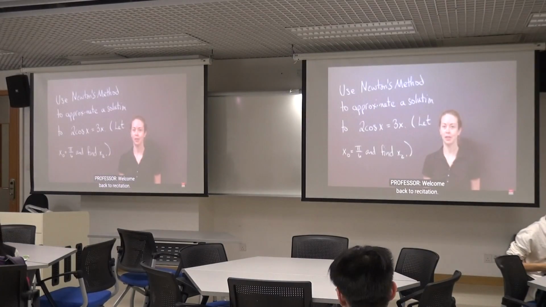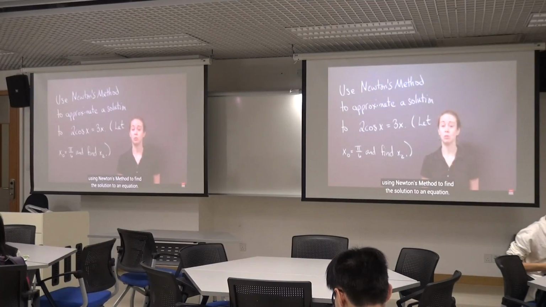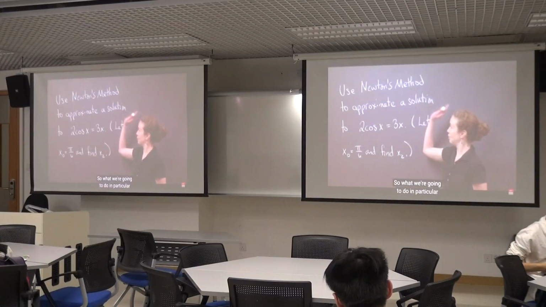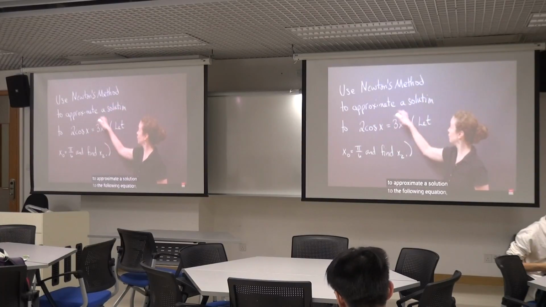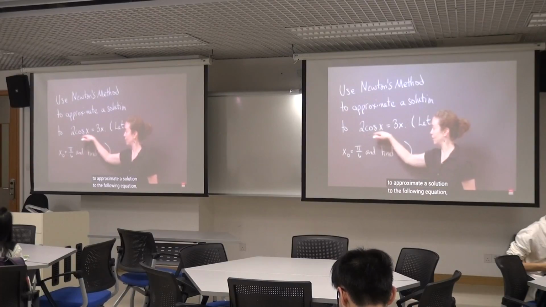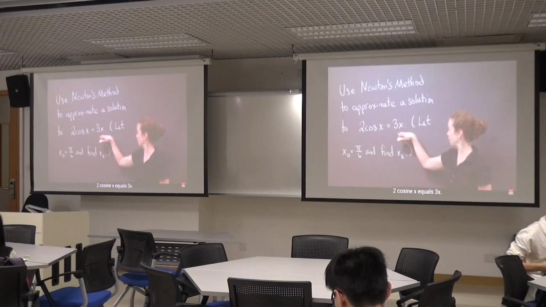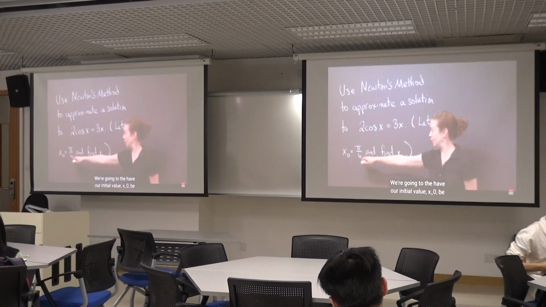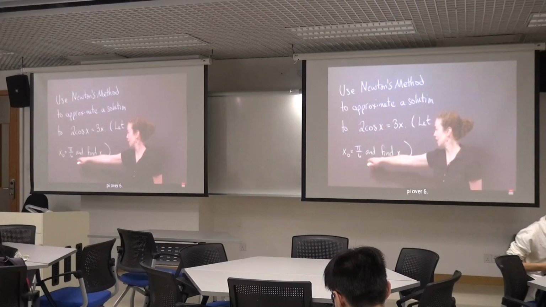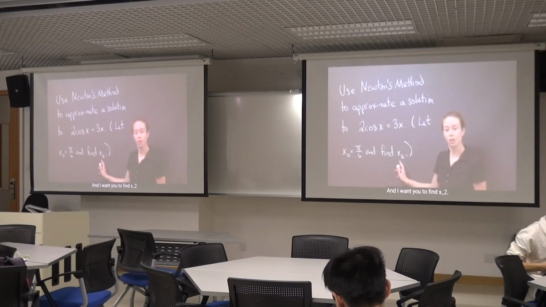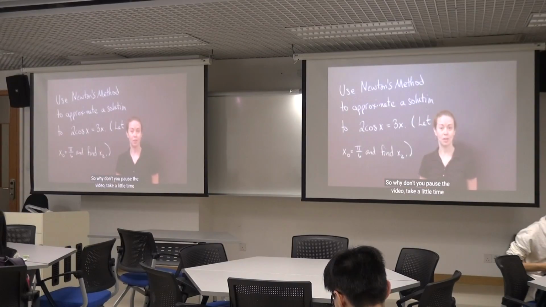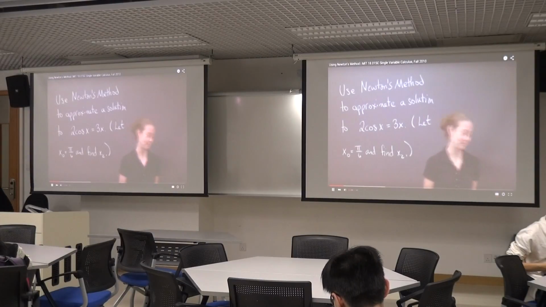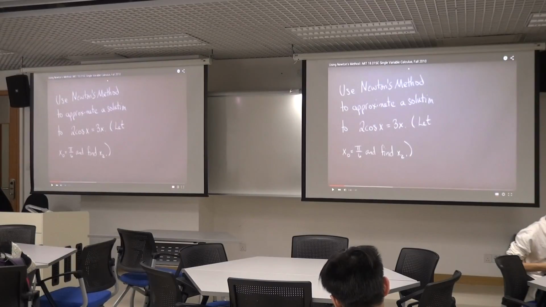Welcome back to recitation. In this video, I want us to practice using Newton's method to find a solution to an equation. So what we're going to do in particular is we're going to use Newton's method to approximate a solution to the following equation: 2 cosine x equals 3x. And I'm going to tell you where to start. We're going to have our initial value x naught be 5 or 6, and I want you to find x2. So why don't you pause the video, take a little time to work on that, and then I'll come back and I will show you how I did it. Let me give you some hints first.